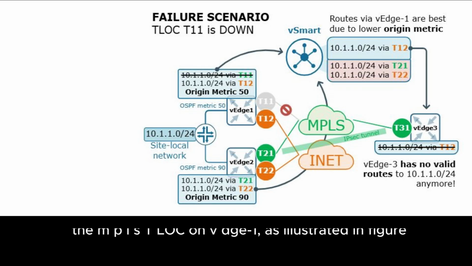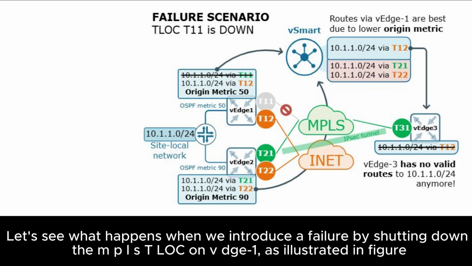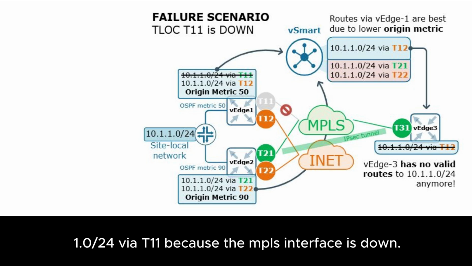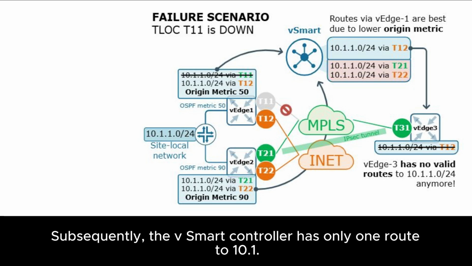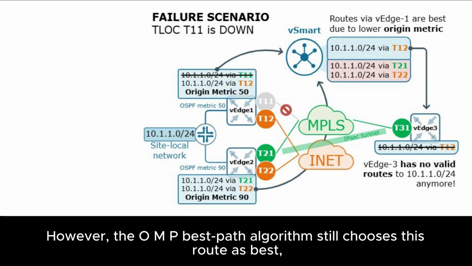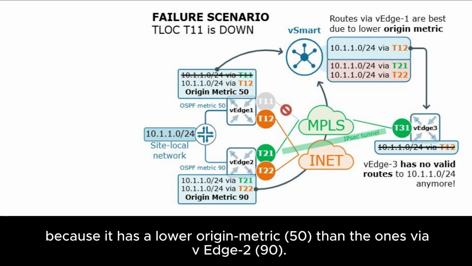The problem. Let's see what happens when we introduce a failure by shutting down the MPLS T-locator on vEdge-y, as illustrated in the figure. vEdge-y no longer advertises the OMP route 10.1.1.0/24 via TLOC 11 because the MPLS interface is down. Subsequently, the vSmart controller has only one route to 10.1.1.0/24 via vEdge-y. However, the OMP best path algorithm still chooses this route as best, because it has a lower origin metric, 50, than the ones via vEdge-2, 90.